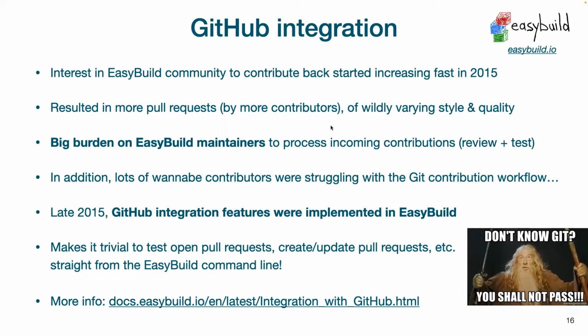So we basically let EasyBuild talk to Git and GitHub and let it do things for you, so you don't have to do it manually. That includes things like testing pull requests that have been opened, or actually creating pull requests, updating pull requests, straight from the EasyBuild command line. So you don't have to run any Git commands. You don't have to click around on GitHub. You can let EasyBuild take care of that for you.